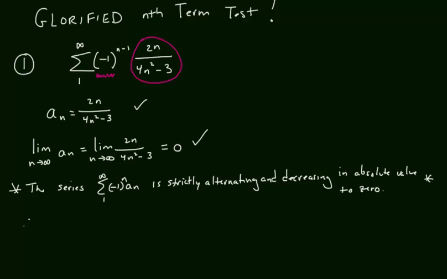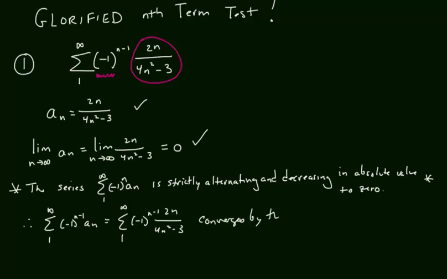So therefore, the sum from 1 to infinity, negative 1 to the n minus 1 of an, which is the sum from 1 to infinity, negative 1 to the n minus 1 over 4n squared minus 3, converges by the alternating series test.